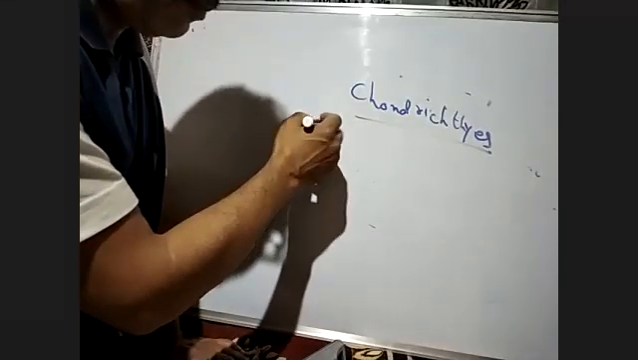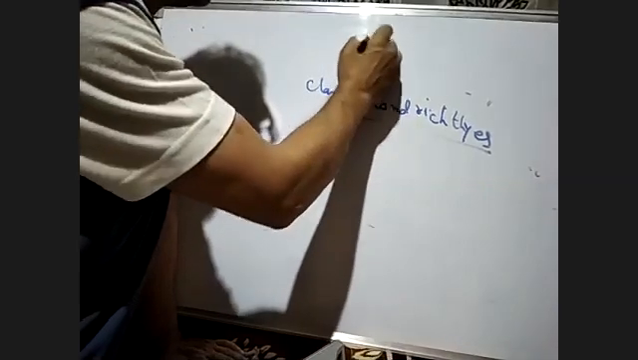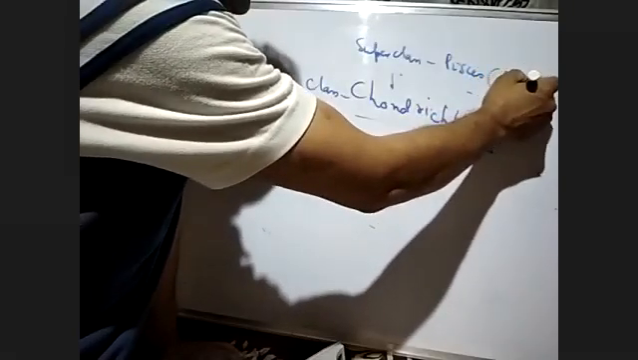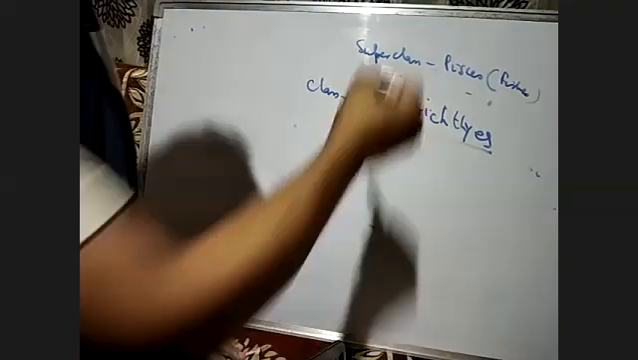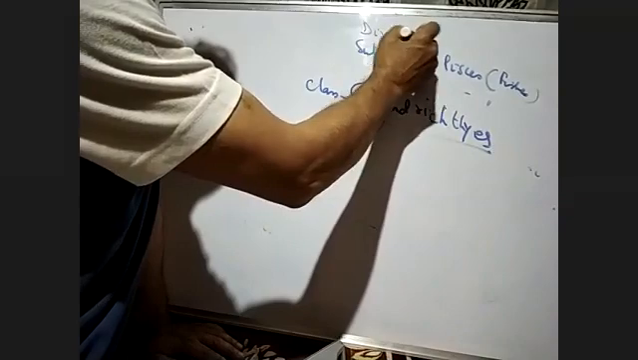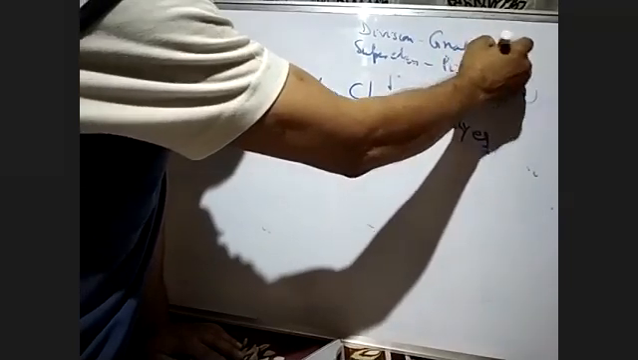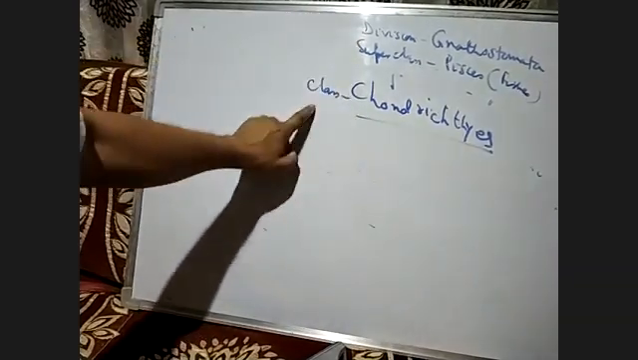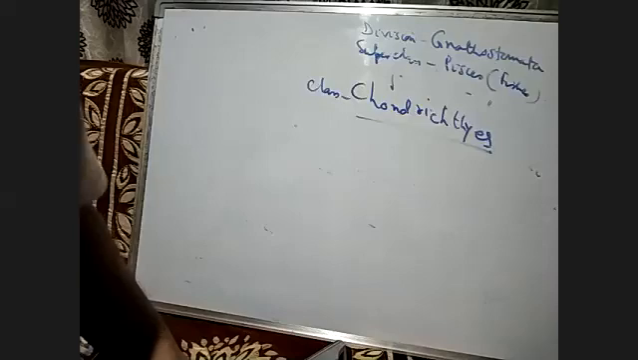They are a class of the superclass Pisces. Pisces means the fishes. So the Chondrichthyes belong to the division Gnathostomata. Division will be Gnathostomata, superclass will be Pisces, and class will be Chondrichthyes. Chondrichthyes is the class. You see, the handwriting is slightly bad.